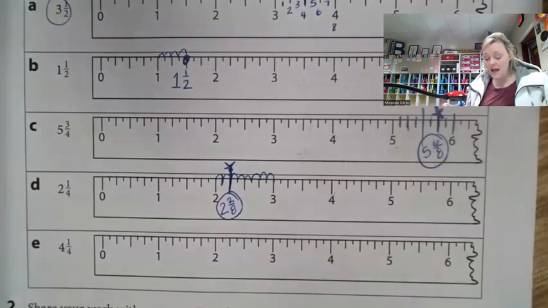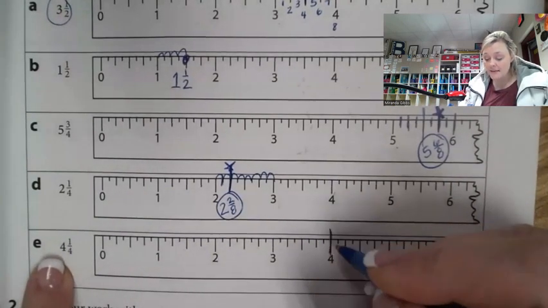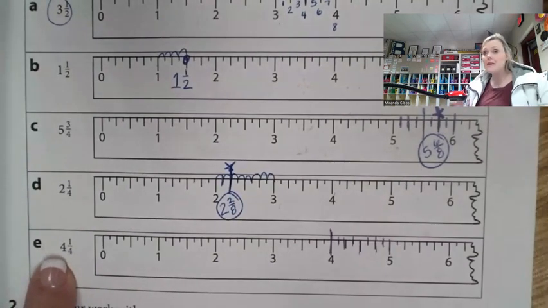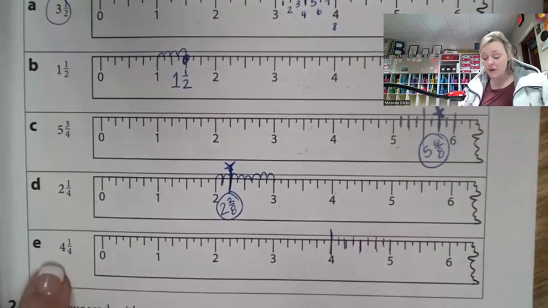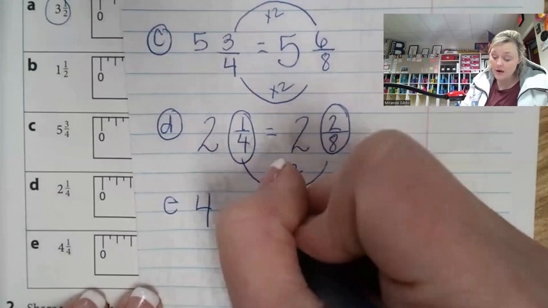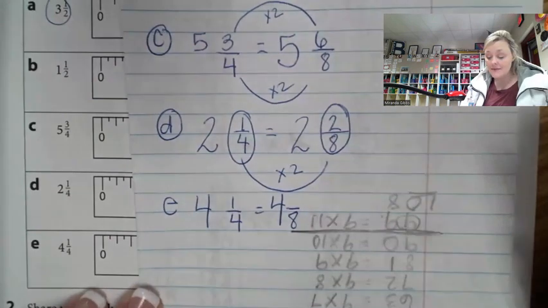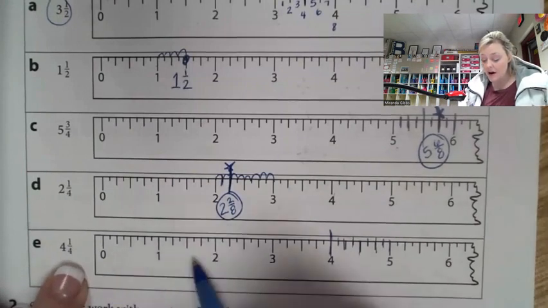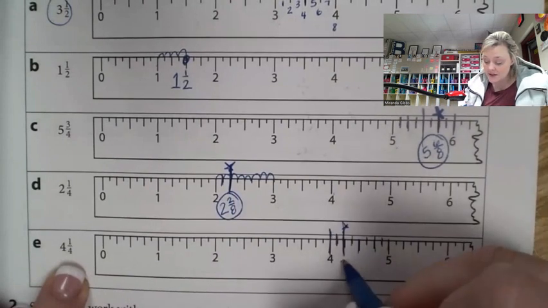The last one is 4 1/4. Go to 4 1/4. Here's 4. And I'm going to count again. 1, 2, 3, 4, 5, 6, 7, 8. Now, all of these have been 8ths, but it's important to always make sure you're paying attention to every detail. So for letter E, I'm going to write 4 1/4. That is equal to 4 and how many 8ths? 2/8. So we go right here and we go all the way to 4. And then we find 1/8, then 2/8.